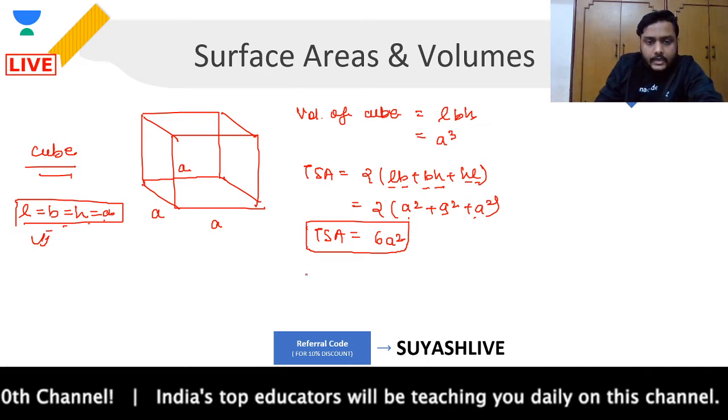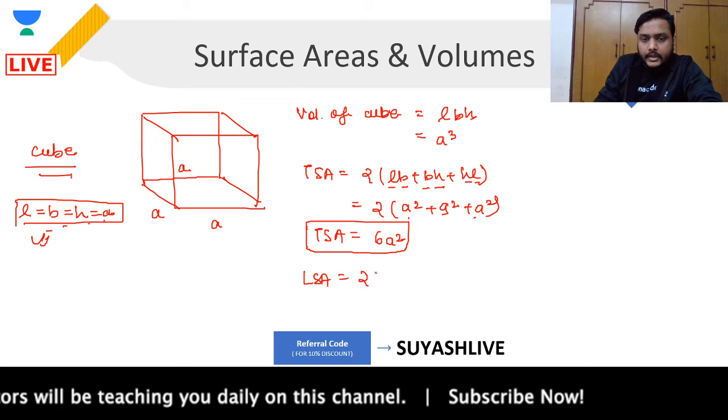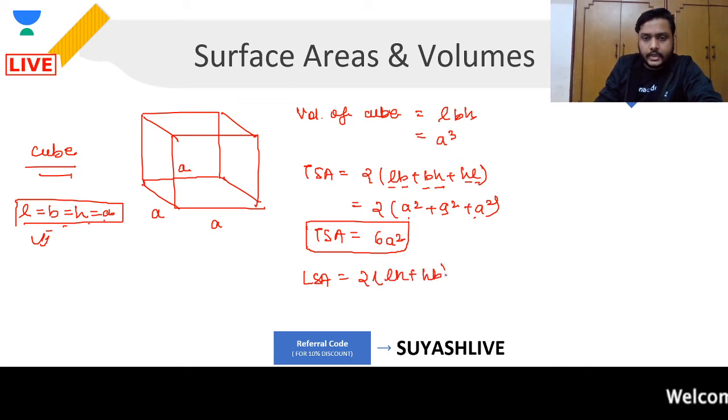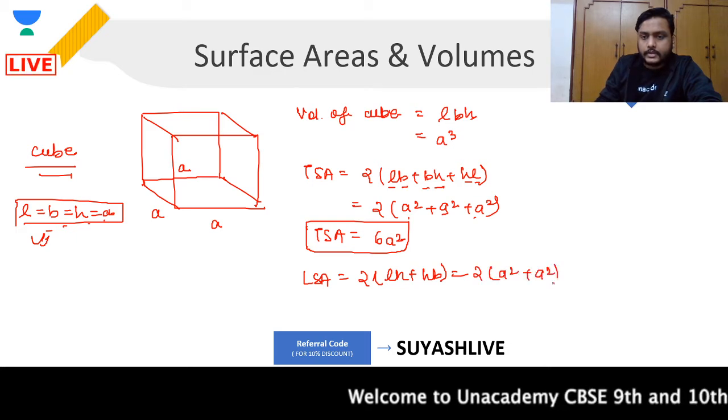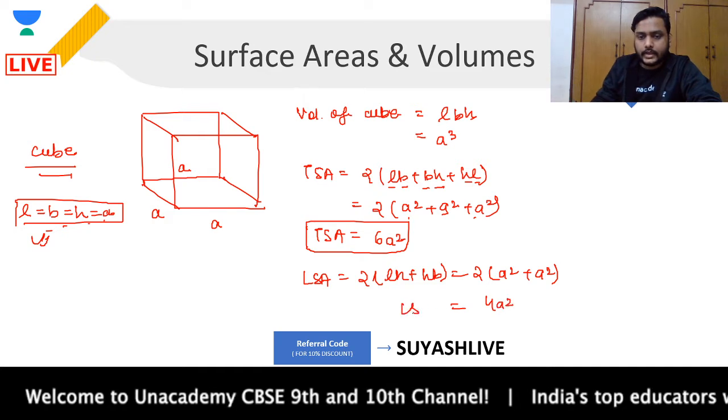And in the same way, if I want to find out my lateral surface area, that will be nothing but 2 times of LH plus HB. That will again be 2 times of A square plus A square. That is nothing but 4A square. This is your LSA.